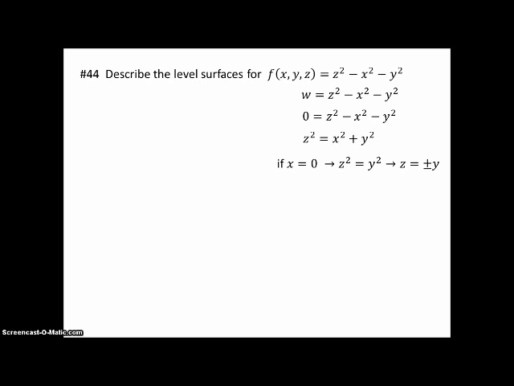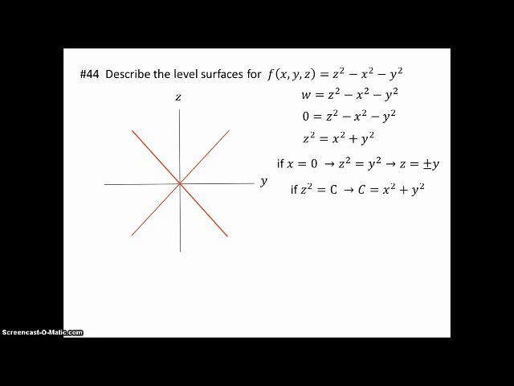Now, if x is also 0, then we get z squared equals y squared, or z equals plus or minus y when we solve for it. So in the zy plane, this is a trace of the surface. Now, if z squared is a positive value other than 0, then we get c equals x squared plus y squared, and that of course would be circles. So we get circles parallel to the xy plane at various z values. And so if w is 0, then we get a surface that is a cone.